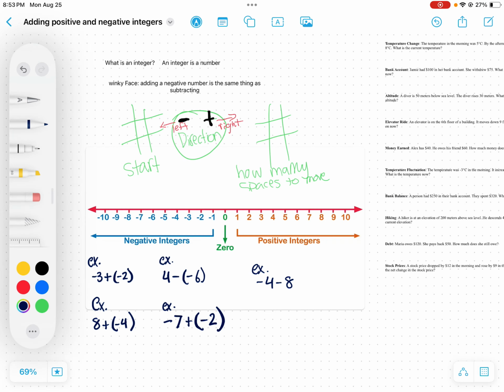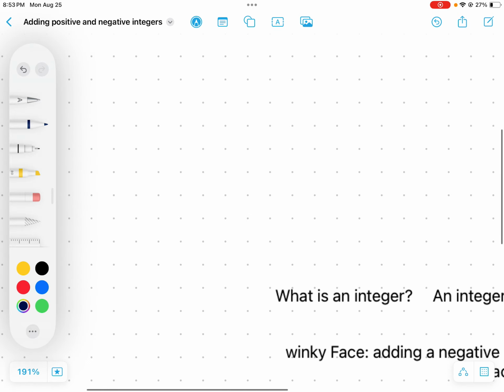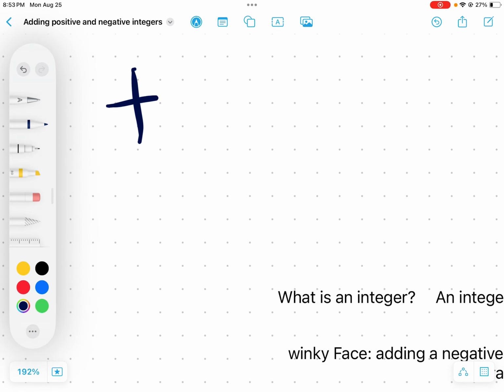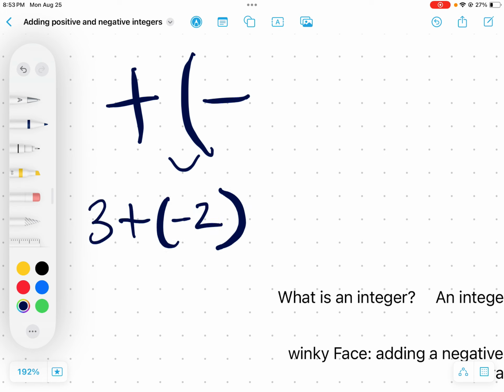Alrighty, so we're gonna go ahead and do some practice with our winky faces and squinty faces. So again, a winky face is something where you see that positive sign, a parenthesis, and a negative sign. An example of this would be something like 3 plus -2. You can see that winky face right there.